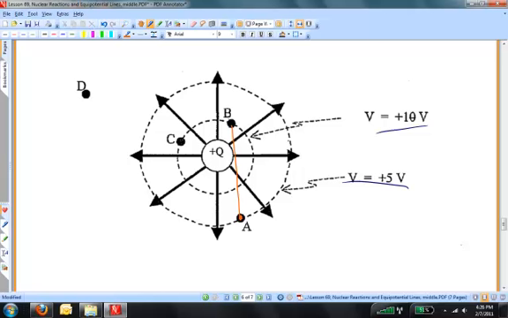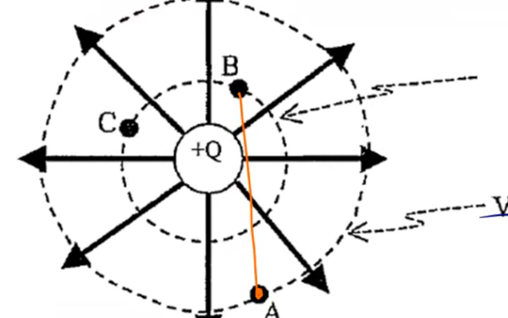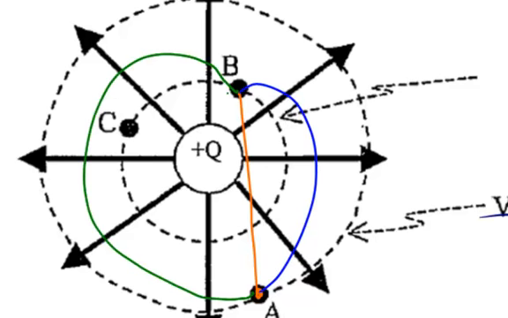The work I do along the way will be the same along the paths, because it will just depend on the final point and the initial point. So I could take a path like that from A to B, or I could take a path that goes around like that from A to B. It turns out the work that I do along each of those paths is the same because the electric force is a conservative force.